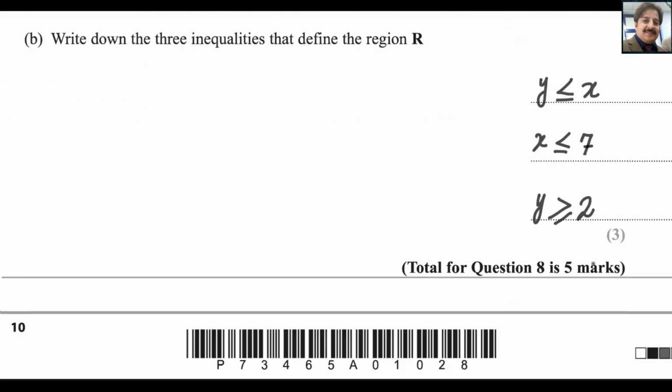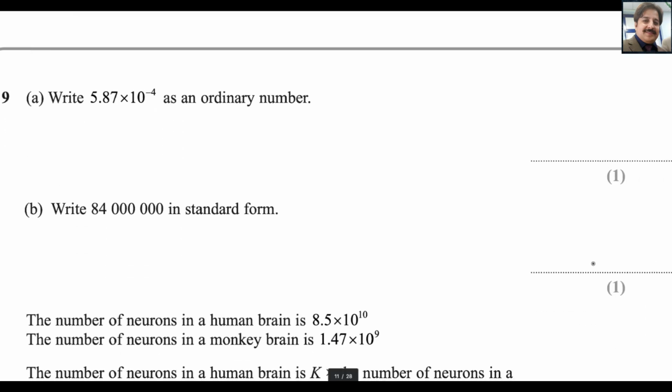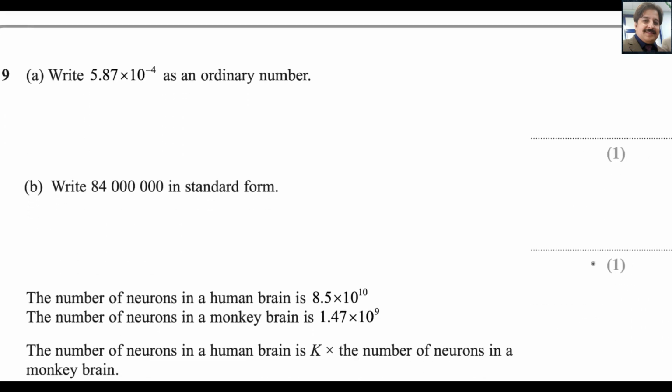Hopefully you understand it. Question number 9, write as an ordinary number. If the power is negative, very simple rule, the decimal point goes, as many places as the power, towards the left side. How many places? 4 places. One place is already there, so you need to fill in 3 more zeros to complete the answer. It will be 0.0000587.